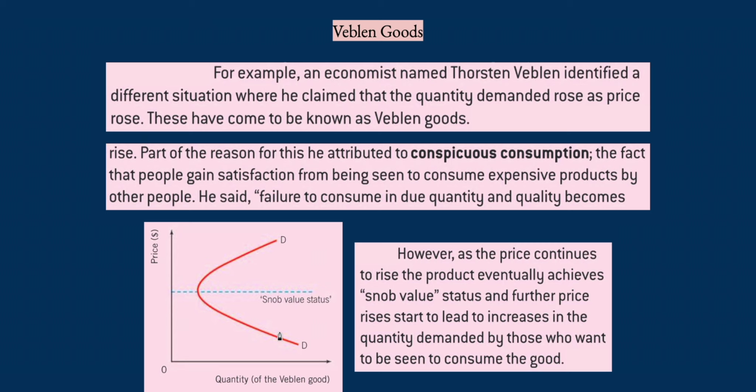So right here is an exception to the classic demand curve we've been studying, whereby there's this point called snob value status, where when a product reaches a certain price level, demand actually increases instead of decreases. So it's not linear, okay? It's not linear now. It's like a sideways parabola.